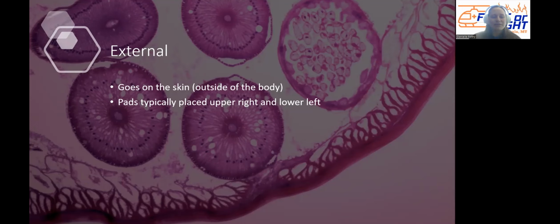And for the background here, we have a cell. I'm not sure what a cell has to do with external, but that's what PowerPoint thought we should use. So anyways, like I said, pretty interesting how they choose these backgrounds.